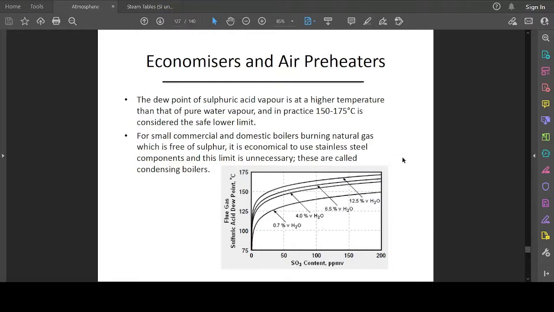And in practice, 150 to 175 degrees Celsius is considered the safer lower limit. So for small commercial and domestic boilers burning natural gas, which is free of sulfur, it is economical to use stainless steel components, and this limit is unnecessary. These are called condensing boilers.